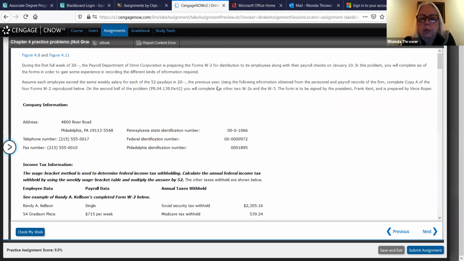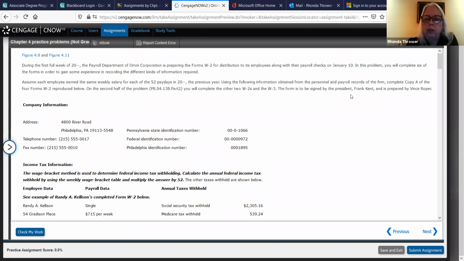the previous year. Using the following information obtained from the personnel and payroll records of the firm, complete copy A of the 4 forms W-2 reproduced below. On the second half of the problem, you will complete the other 2 W-2s and the W-3 form. So in this video, we're just going to do the first part of this problem, and we're going to complete 4 of the W-2 forms.